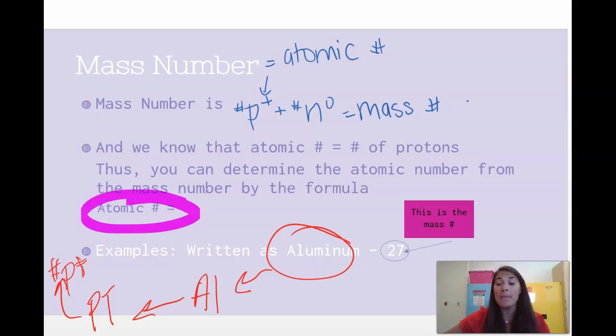So in the name aluminum-27, we now know that the number of protons is 13. We know that the mass number is 27. We can simply take that 27 minus 13, and that equals our number of neutrons. So again, reworking the algebra, solving these things out. That 27, the mass number, is part of the name.